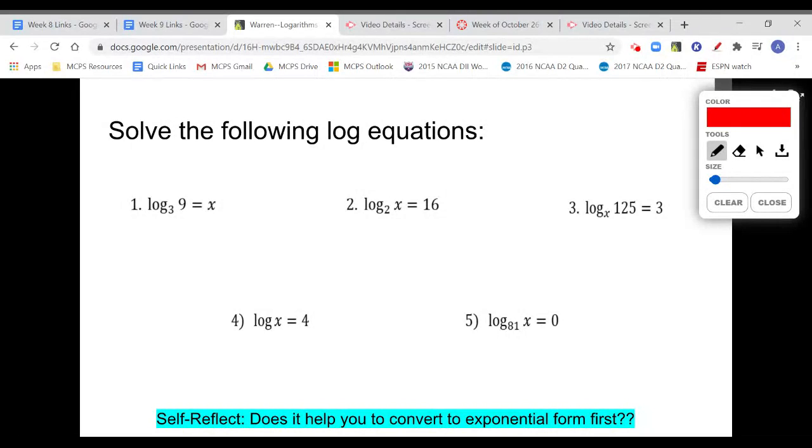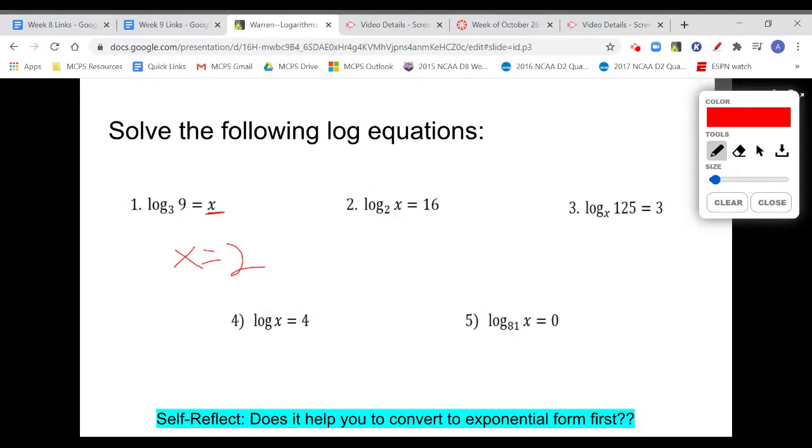Anyways, so again, let me think logically. Well, number one, it says log base 3 of 9 equals x. So this is actually really similar to the last problem, right? Before it was a blank, now it's an x. We can figure out what x equals. That's just going to be my exponent. So what exponent gets me from 3 to 9? Well, I have to square 3 to get to 9. So x would just be equal to 2, right?